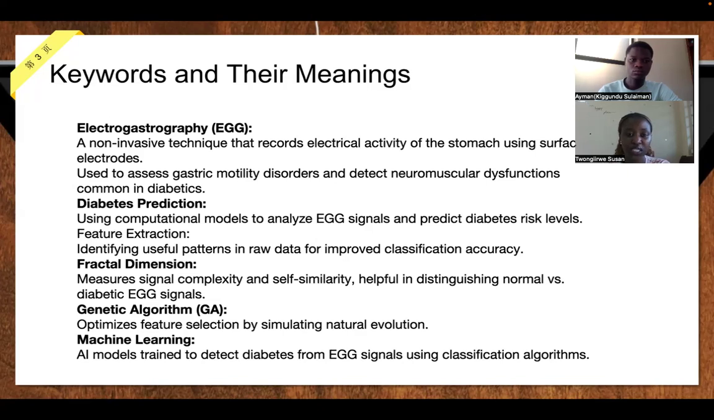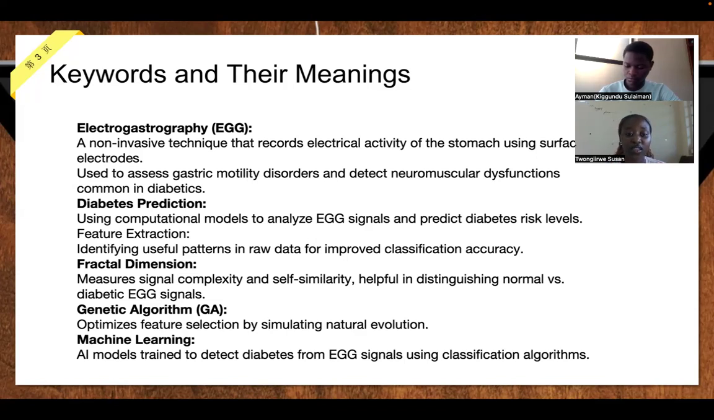I'll be taking you through the keywords and their meanings, the keywords we are going to be using most in this project. We're going to be looking at electrogastrography, or EGG, which we have looked at. It's a non-invasive technique that records electrical activity in the stomach using surface electrodes. It is used to assess gastric motility disorders, in short digestive problems, and detect neuromuscular dysfunctions common in diabetes, which the other methods can't do.